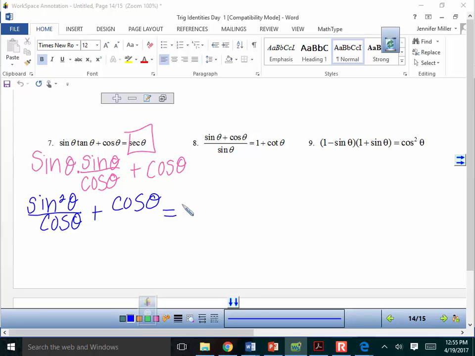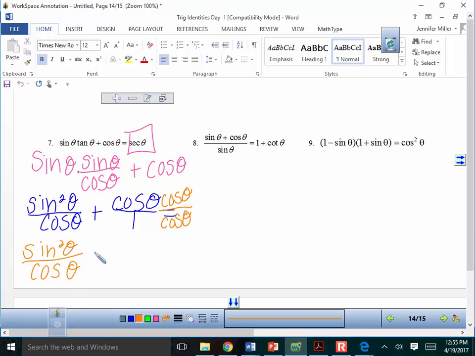So how can we make them have a common denominator? Multiply. The denominator of cosine of theta is 1. So what would we need to multiply by? Cosine of theta? Would you guys agree? So we're going to multiply the numerator by the cosine of theta and the denominator by the cosine of theta. I'm just going to rewrite this term, which is sine squared of theta divided by cosine of theta, plus, what's cosine of theta times cosine of theta? Very good. Cosine squared of theta, and that's over the cosine of theta.